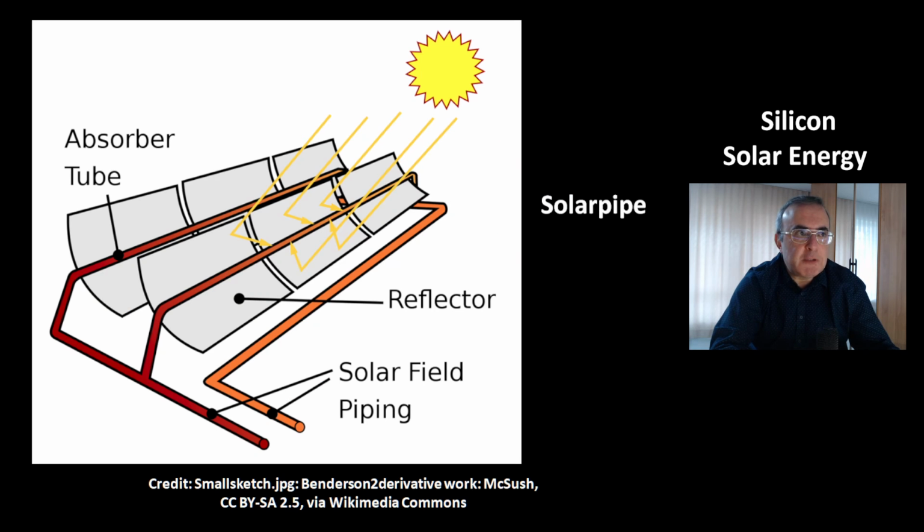This is how the solar pipe works. The curved mirrors concentrate the sunlight into the pipes. You get this typically oil that's heated up, and from there on it's like a normal conventional power plant. You turn the heat into electricity.